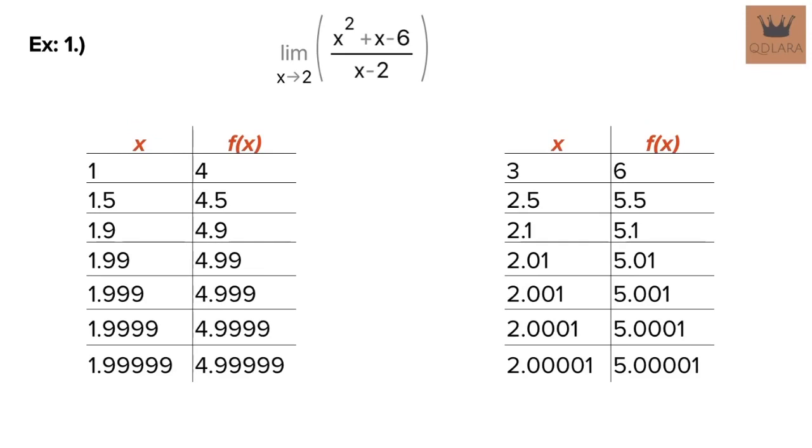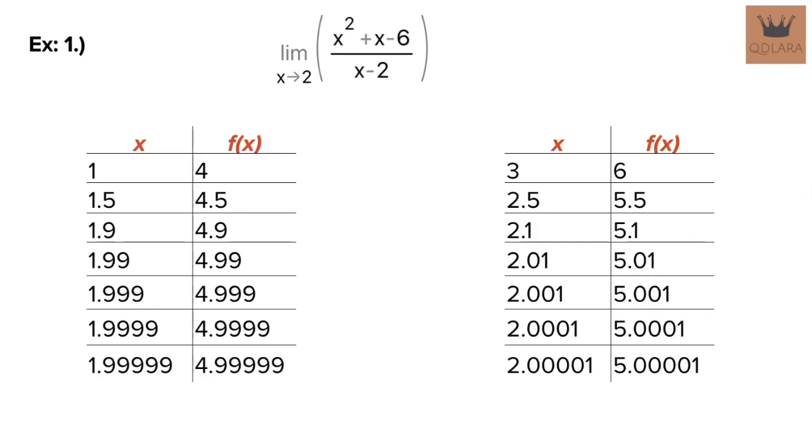Similarly, we can see that as x becomes closer and closer to 2, but this time from the right of 2, f becomes closer and closer to 5 as well. We can say from here that the difference of the values of f and 5 becomes smaller and smaller as the difference of the values of x and 2 becomes smaller and smaller as well.